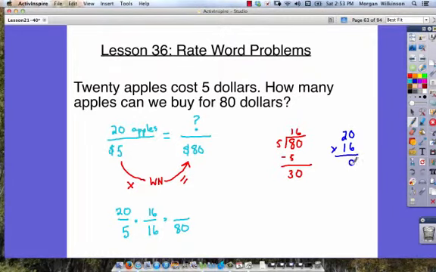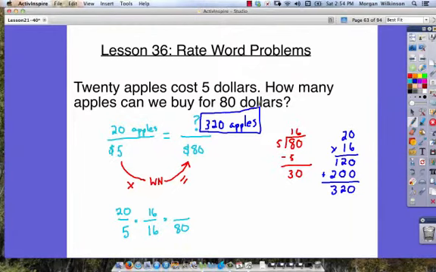Well, 6 times 0 is 0, and 6 times 2 is 12. Put a 0 as a placeholder, 1 times 0 is 0, and 1 times 2 is 2. So when we add, we come up with 320. So, how many apples can we buy for $80? We can buy 320 apples. And we've got our final answer.